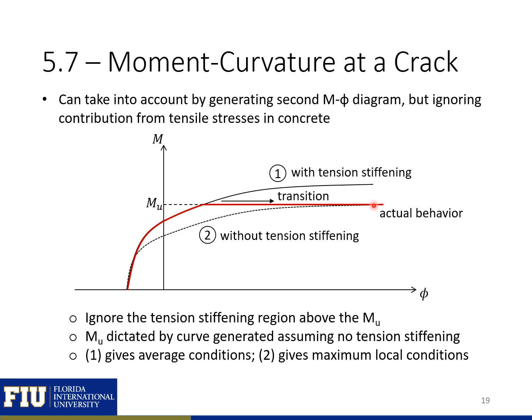So this would be the upper limit for our moment for our curve with tension stiffening. Then when we have our section with tension stiffening, we would follow the curve and include tension stiffening until we hit that upper limit, and then we just transition over, or we'd stay on that upper limit.